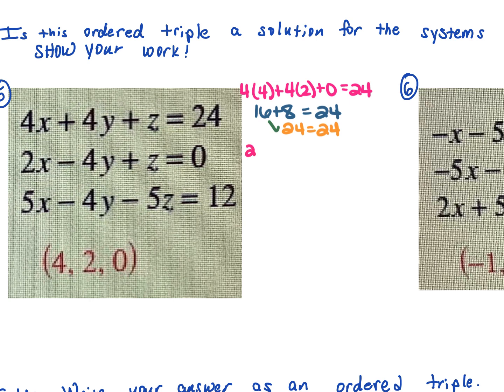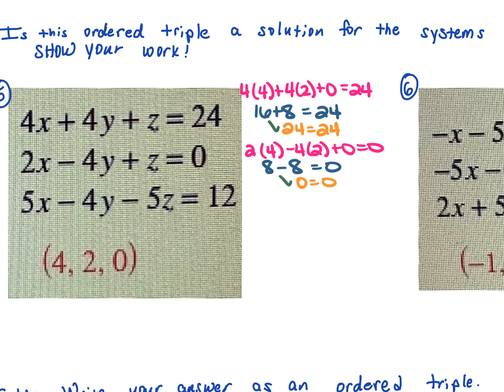The middle one, we have 2 times x, which we said is 4, minus 4 times y, which is 2, plus 0 is equal to 0. 2 times 4 is 8. Negative 4 times 2 is negative 8. 8 minus 8 is 0. So that gives you a true statement as well.